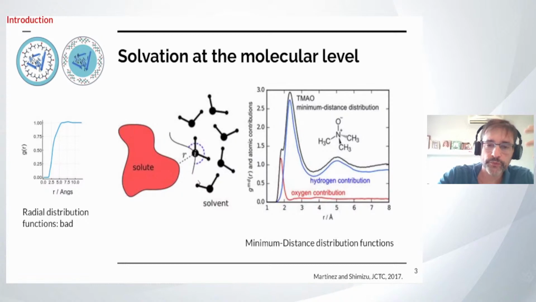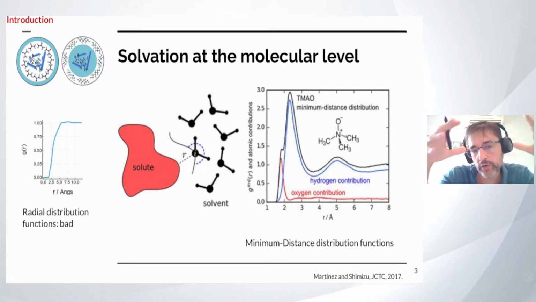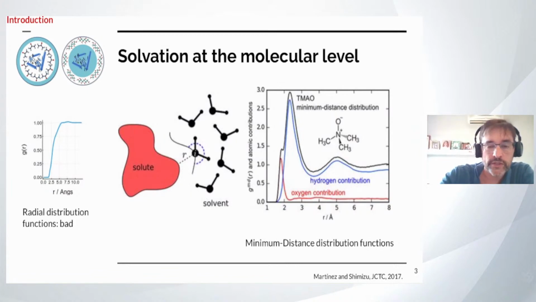So we want to compute a property of the structure of the solution that takes into account the fact that the solute and the solvent might be molecules with complex molecular shapes. Here we have been using and proposing the use of minimum distance distribution functions, aiming at this representation of the molecular interactions at a molecular level. So what do we compute? For each solvent molecule, we compute the minimum distance between any solute atom and any solvent atom.